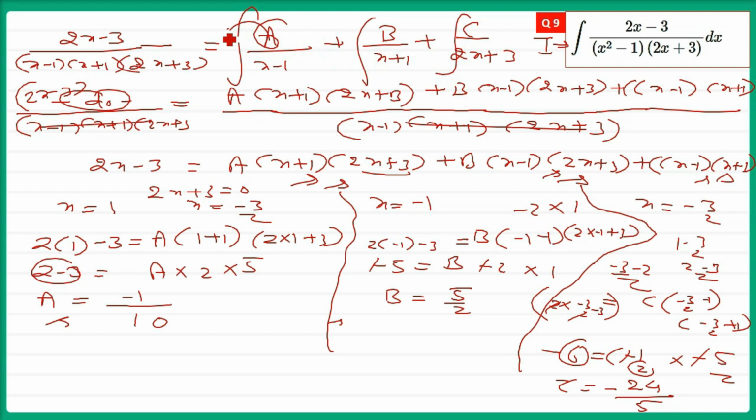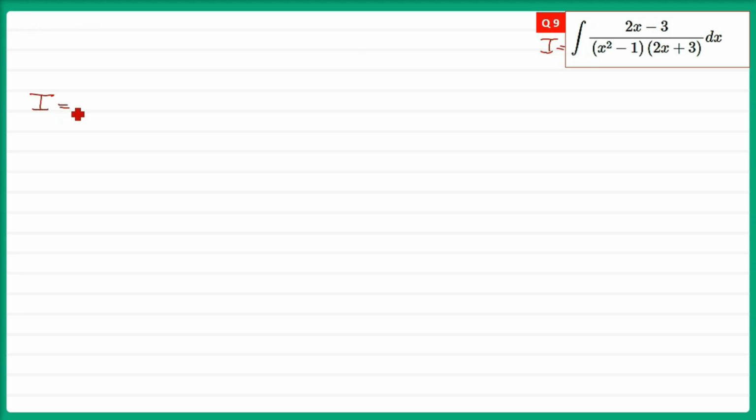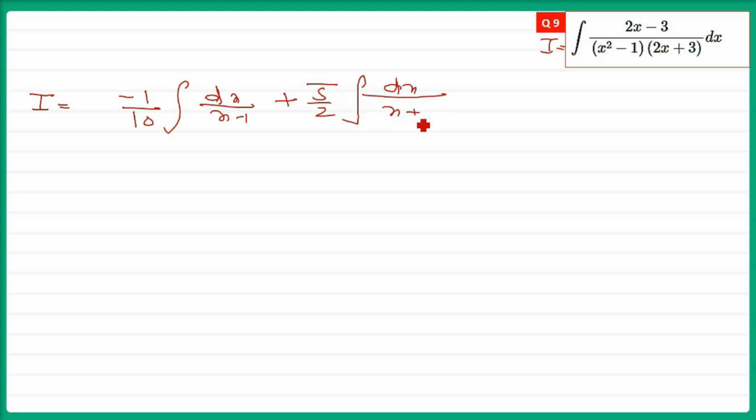A will be negative 1 by 10. B will be 5 by 2 and C will be negative 24 by 5. So this is your I. I will be equal to, it was negative 1 by 10 A, so negative 1 by 10 integration of dx by x minus 1. The second term was 5 by 2 integration of dx divided by x plus 1. The third term was negative 24 by 5 integration of 1 by 2x plus 3 dx.